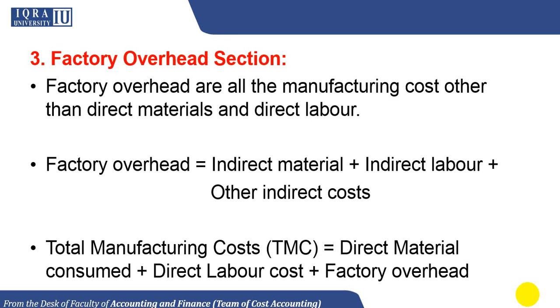Factory overhead section. Factory overhead is all the manufacturing cost other than direct material and direct labor. Factory overhead is equal to indirect material, indirect labor plus other indirect cost. Now we are going to discuss factory overhead cost: all the indirect material, indirect labor and other indirect cost. TMC is the total manufacturing cost. How is it calculated? The direct material consumed, the direct labor and the factory overhead. The combination of these three costs is the total manufacturing cost.